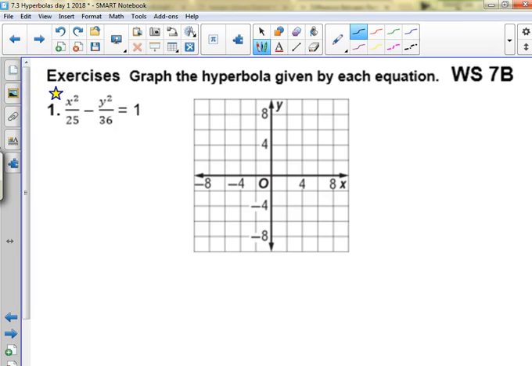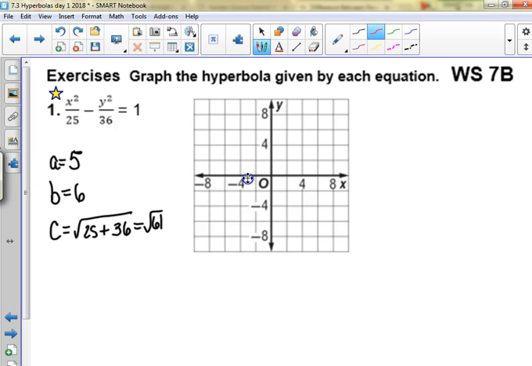What's different about this one? Yeah, this time we're going, what's A? A is 5, even though that's smaller than this, right? A is the one that comes under the positive term. B is 6. Anybody figure out C? How do we find C? Yes. So 5 squared plus B squared, which is 6 squared. Is that square root of 61?